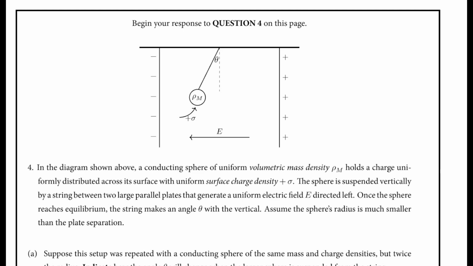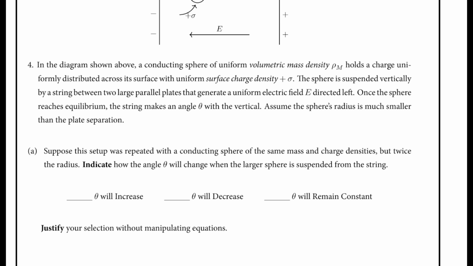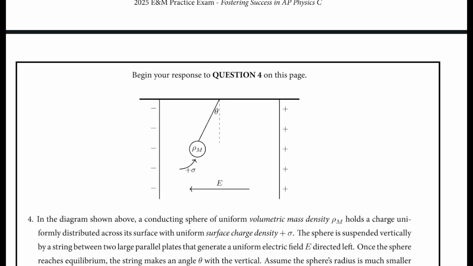So first, we have to do the first step of the qualitative-quantitative translation, which is the qualitative part. So qualitatively, we need to figure out what is happening if the conducting sphere has the same mass and charge densities. So the densities are the same, but twice the radius, indicate how theta will change. So what will happen with a sphere of double the radius, but the same parameters?